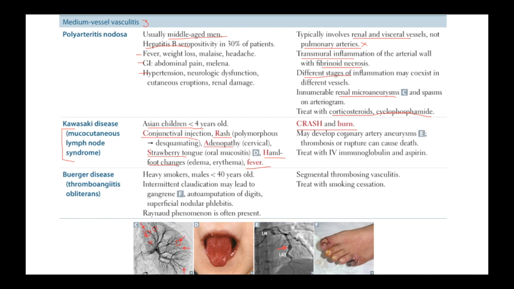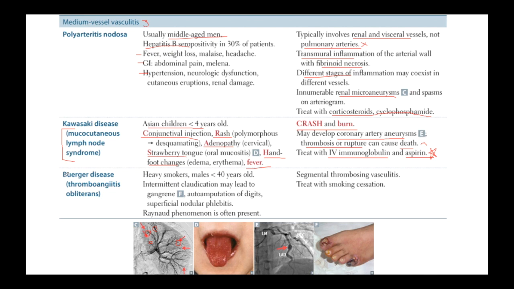And again, can develop coronary artery aneurysms, which can result in thrombosis or rupture, leading to death. So that's a no-no. I'm sad about that. And we want to treat with IVIG and aspirin. This is where aspirin has a special use in children.